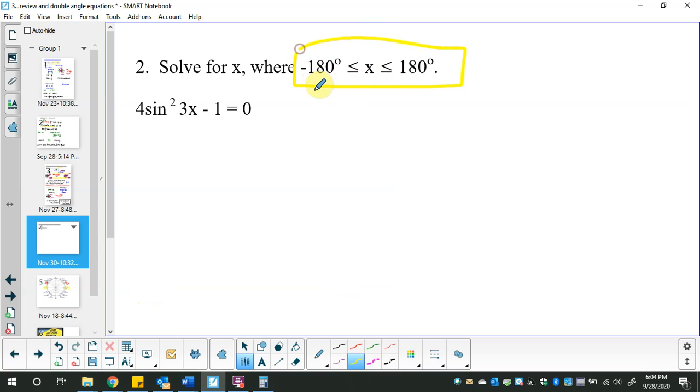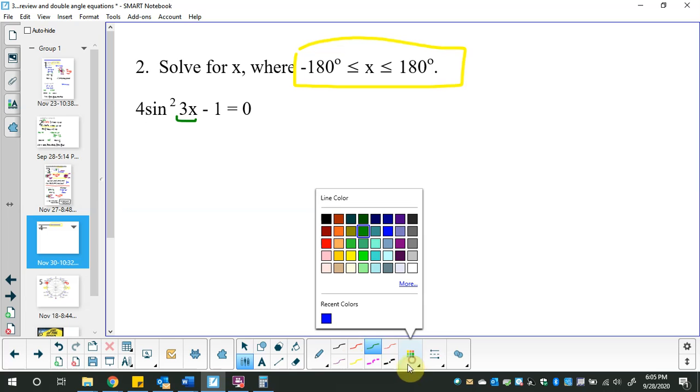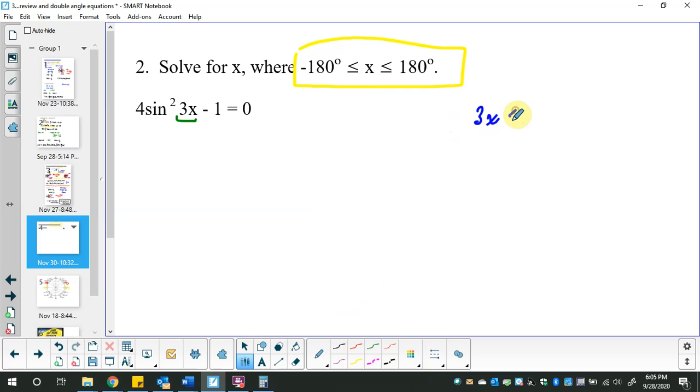This is not normal. Another thing that's not normal is that. So what are we going to do this time? We're going to times by 3. So 180 times 3 is 540. So 3x, so that's 540 and negative 540 degrees.